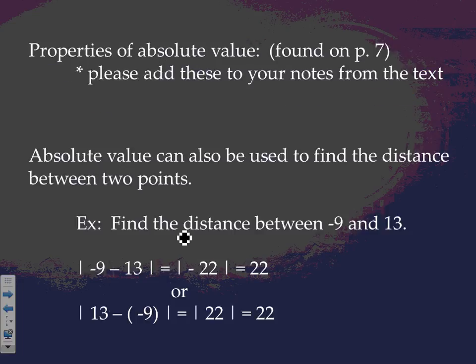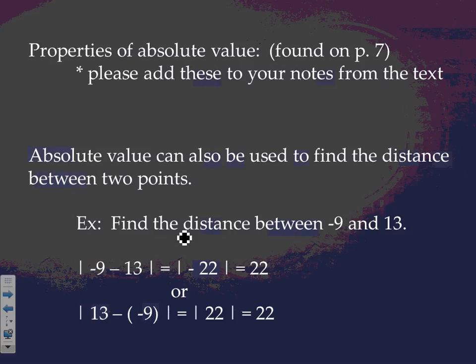Turn to page 7 now if you would. Okay, there are properties that are associated with absolute values. So on page number 7, you can see that the absolute value of A is going to be greater than or equal to 0. So in other words, you'll never get a negative answer. The absolute value of a negative number is the same as the absolute value of its positive, or its opposite.